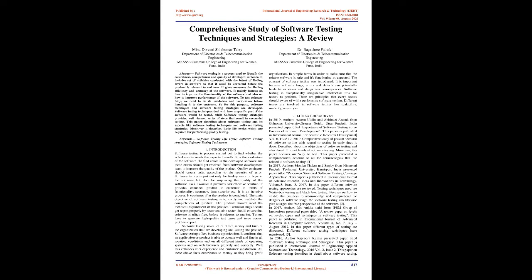It provides an enhanced product to the customer in terms of functionality, accuracy, data security, etc. It is an iterative process. It continues after the product is completed. The main objective of software testing is to verify and validate the completeness of the product. The product should meet the technical requirements. Technical bugs should get reported properly by the tester, and the tester should ensure that the software is glitch-free before it is released to market. Testers have to generate high-quality test cases and issue correct problem reports.